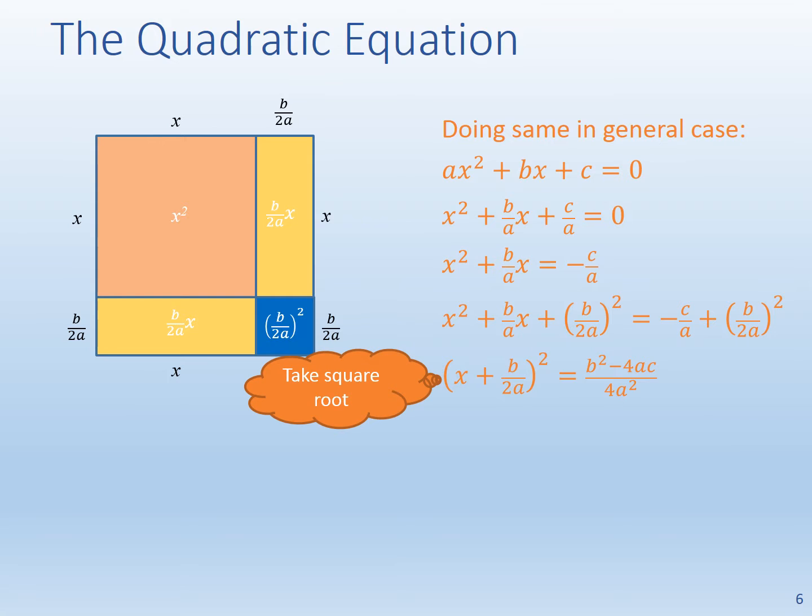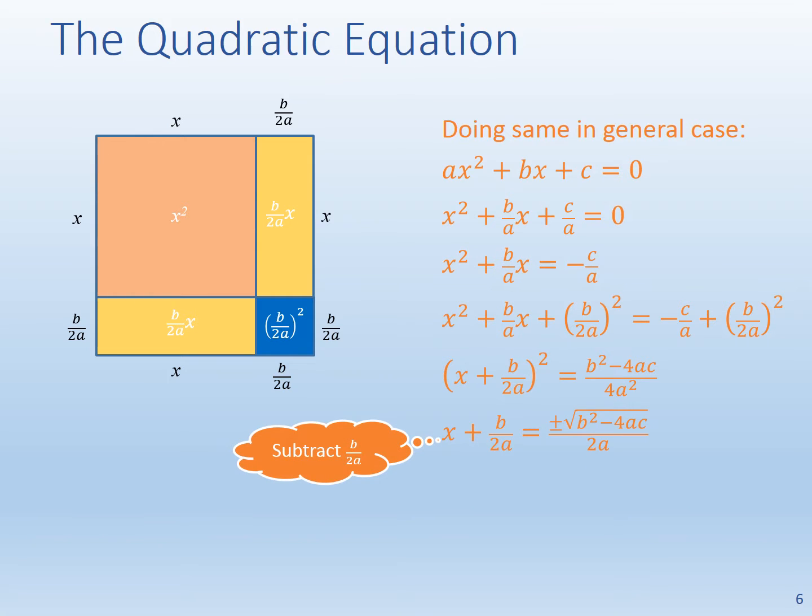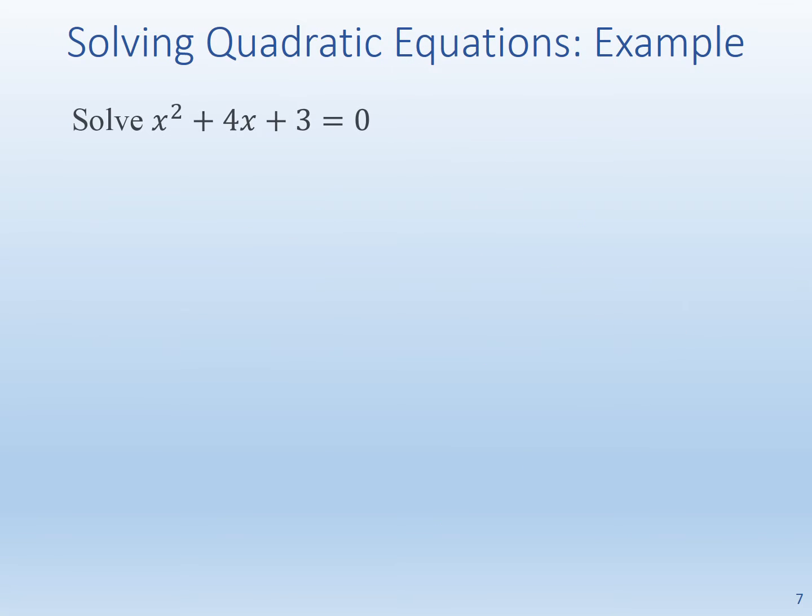So now we can take the square root of both sides, and of course we need to take the positive or minus square root of both sides, and of course the square root of 4a squared is 2a. And now we can subtract the b over 2a to get x by itself. So we'll get that quadratic formula, minus b plus or minus the square root of b squared minus 4ac all over 2a.